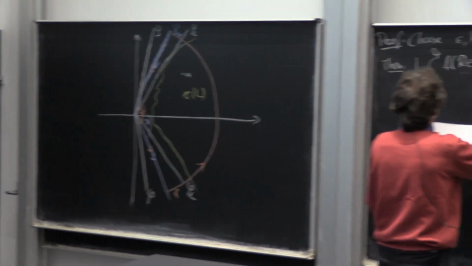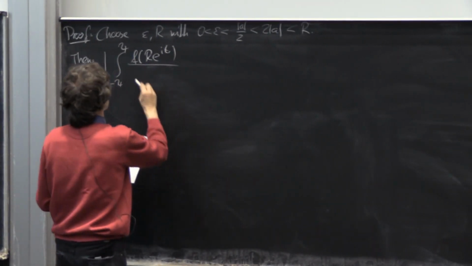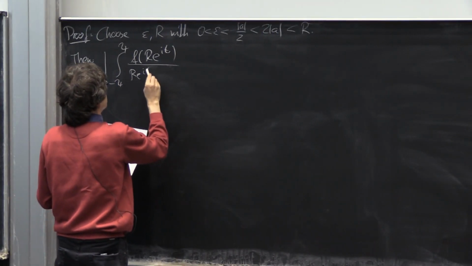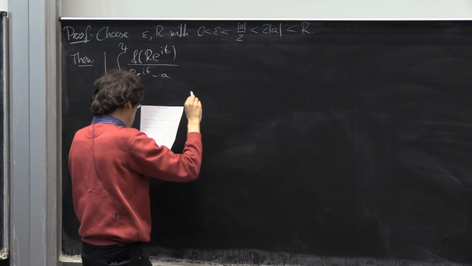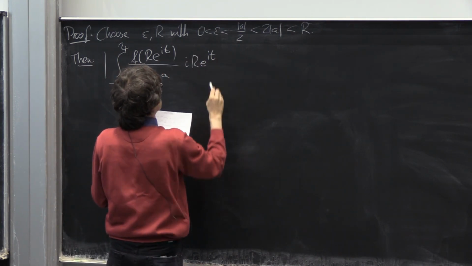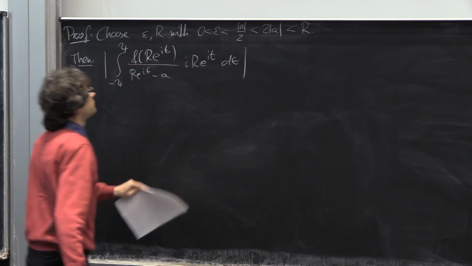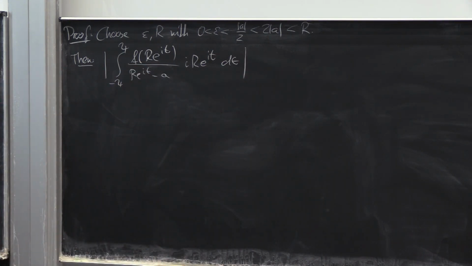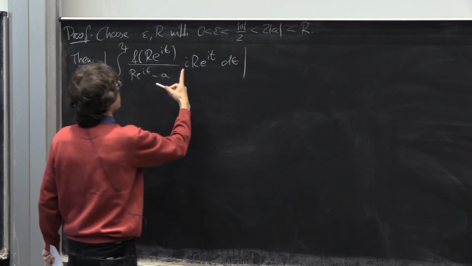And then we also put in the parametrization here, r e to the it minus a. Then we have to do the derivative of the parametrization dt. Okay, so that is the contribution of the arc with a radius big R. So there are several things that drop out in the modulus.